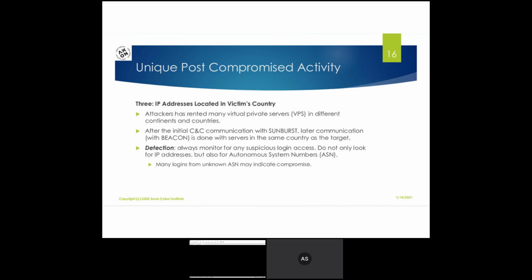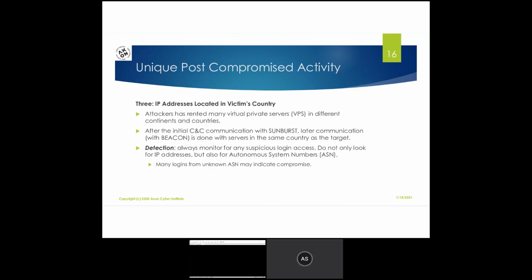The third post-compromise activity is that the attacker uses IP addresses in the same country that the target is located in. So the final C2 communication does not appear to be with a server in Russia or a server in Germany or on a different continent, but rather in your own country. Now, the way to detect this is to do an audit of your logs, particularly your remote access logs.